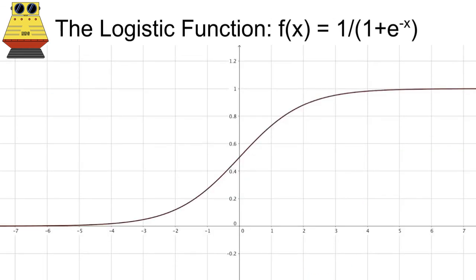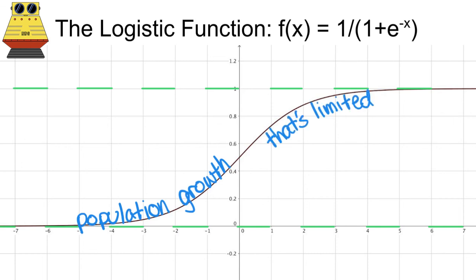And the other unique function is the logistic function. F of x equals 1 divided by 1 plus e to the negative x. Kind of tricky. One unique thing about this function is that it has 2 horizontal asymptotes. One is y equals 0 and one is y equals 1. This function can model population growth that's limited. Check it out. First, the curve increases, kind of like the exponential function, and then it starts to level off.